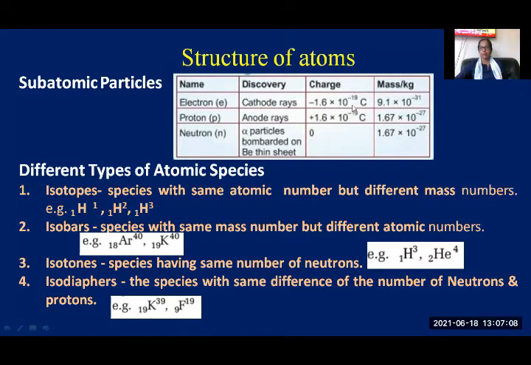into 10 to the power minus 19 coulomb, and the mass of the electron will be 9.1 into 10 to the power minus 31. The electron discovery is based on the cathode ray experiment. The experiment is done in a cathode ray tube, with a high electric discharge.